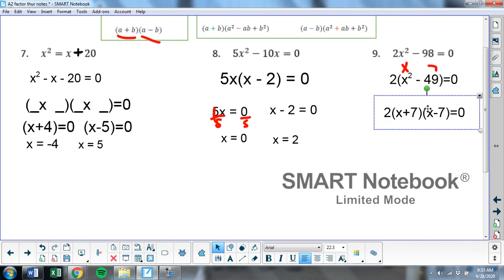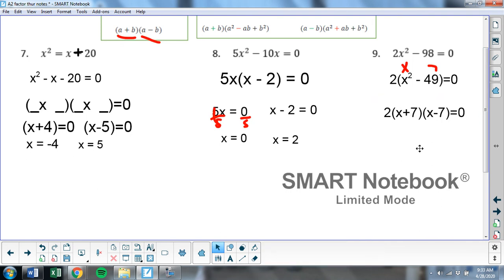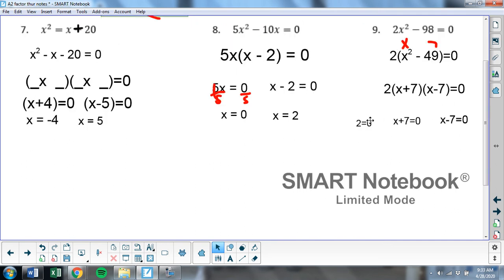Now let's set each piece equal to 0. 2 equals 0, x plus 7 equals 0, x minus 7 equals 0. Well, what is this going to do? What is 2 equals 0 going to do? That's not going to give me any solution, so don't write no solution, but this just isn't going to give me an x value that I need for an answer.